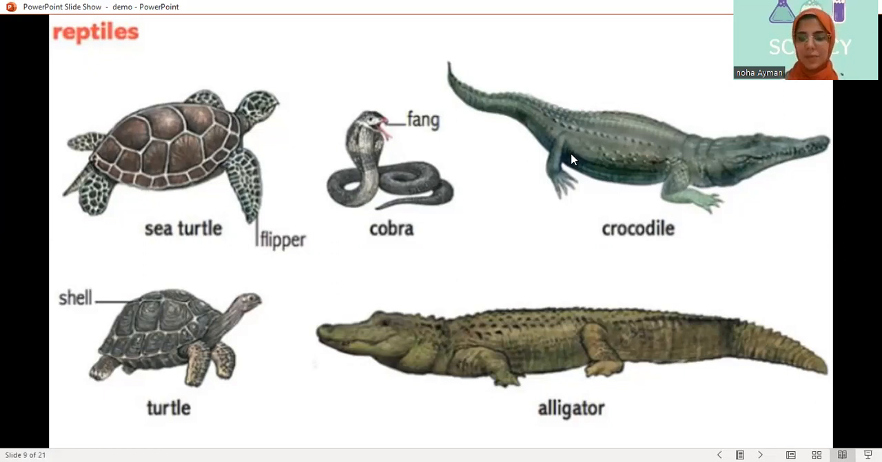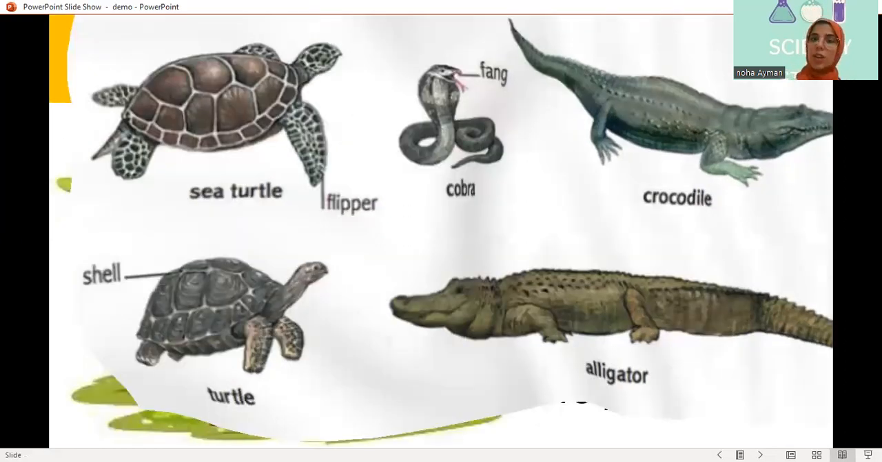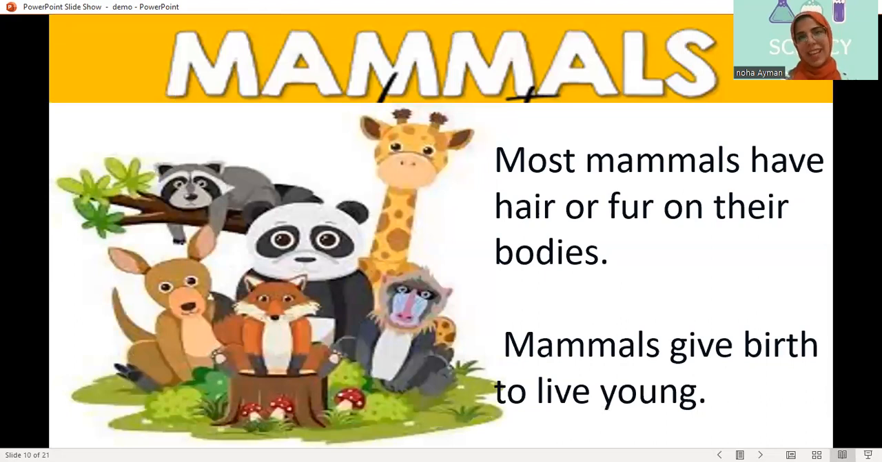Very nice. Next, we are going to talk about my favorite class, actually, which is mammals. Most of the animals around us are mammals. They are covered with hair or fur, like the panda. Look here at the happy panda, and the fox and giraffe. All of these animals are mammals, and they give birth to live young. So they give birth to a small animal.